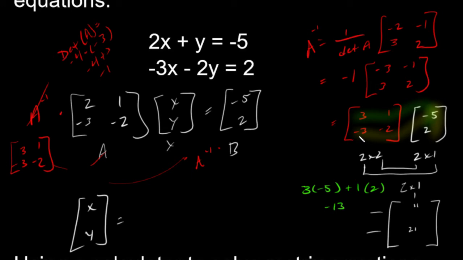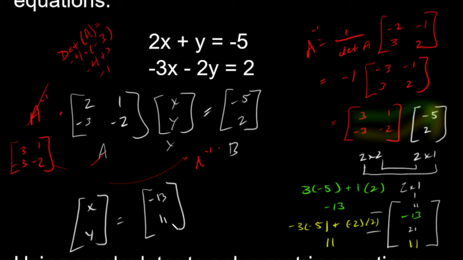And then your second entry is negative 3 times negative 5 plus negative 2 times positive 2, which is positive 15 minus 4, which is 11. So you've got 11 and negative 13. So that's what this side over here equals. Don't lose perspective. When you multiplied the right side by A inverse B, that's what this is. So what this means is that x equals negative 13 and y equals 11. So the answer is negative 13, 11. That's it.